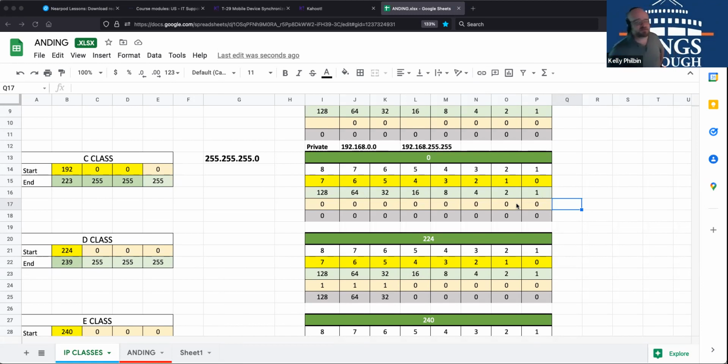Shamika, can you give me a number between 1 and 255, please? Or 0 and 255? 72. 72. All right, so let's go over here. So let's go over to here and we'll say 72, right? And this is our calculator essentially.